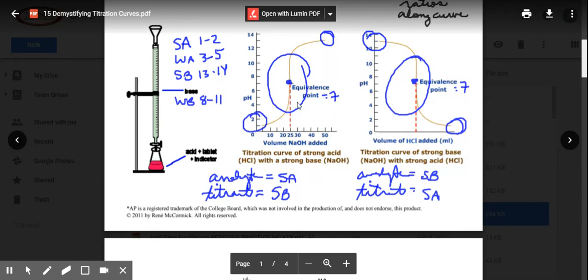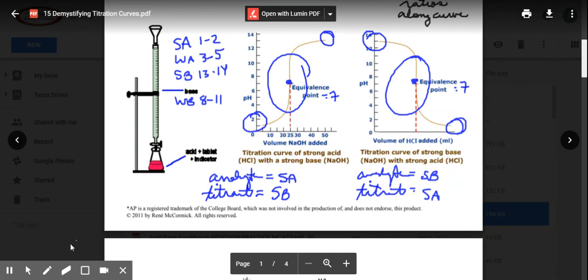So, the equivalence point pH is 7. Where I figure out my equivalence point is where it spikes, and the middle of that spike is where my equivalence point lies. Again, that's when all of the substance has been neutralized by the opposite. So all of the analyte essentially has been neutralized by the titrant. That's what is happening there.